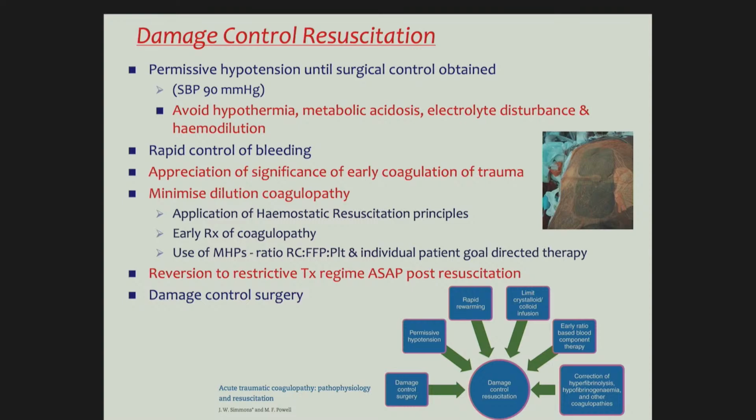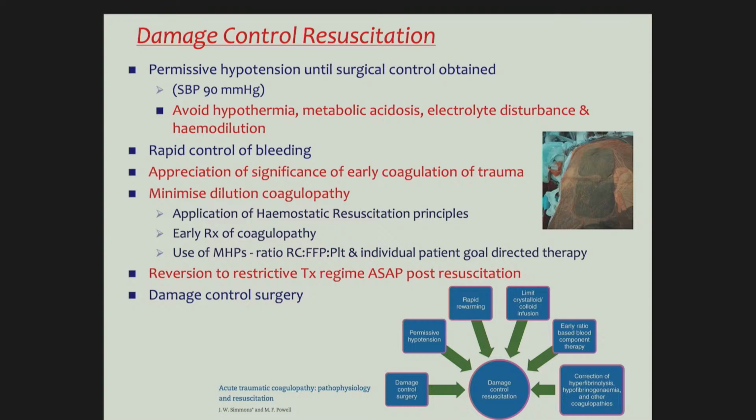So what is damage control resuscitation? And transfusion plays a role here. So it's permissive hypotension. We're not aiming to resuscitate to a normal blood pressure, and we must avoid these parameters talked about. Rapid control of bleeding, have an understanding that there's 25% risk of coagulopathy, and so we want to implement early use of appropriate blood components, and the use of massive hemorrhage protocols.